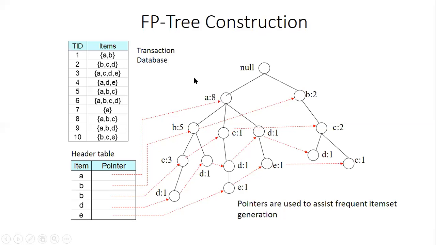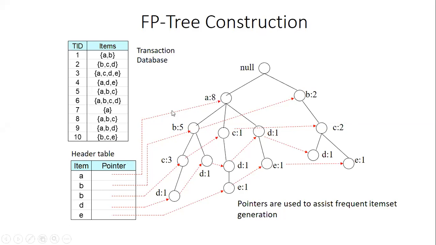So here I think you got how to construct the FP tree. Okay, so here we have the original transaction database. Then we have constructed the FP tree. So for every node there will be one header table, and for every node there will be pointers. Pointers are used to assist the frequent item set generation.